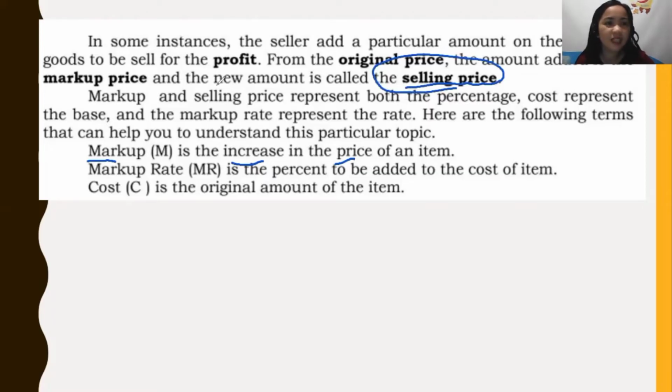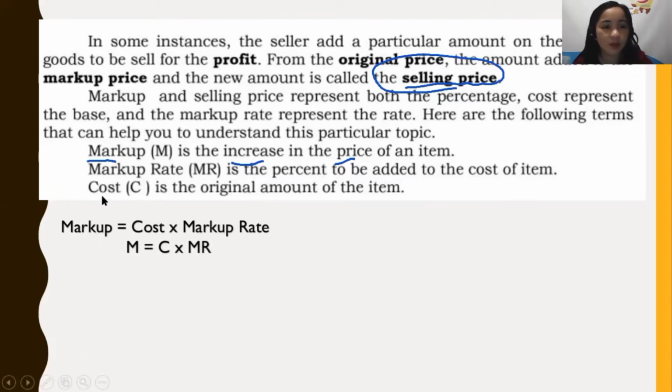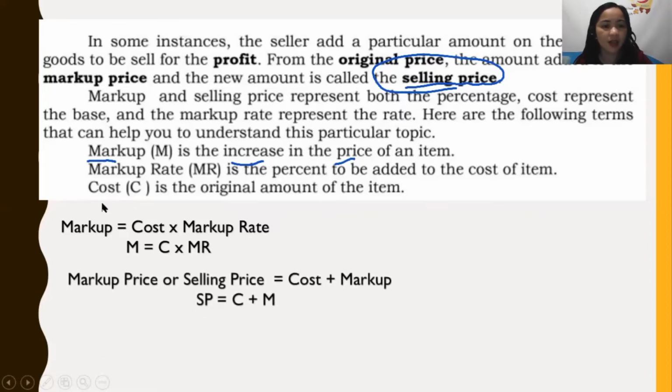Now, para mas maintindihan nyo ito, let's have here the formula that you're going to use. Markup is equal to cost times the markup rate, or M is equal to C times MR. And the selling price is equal to cost plus markup.